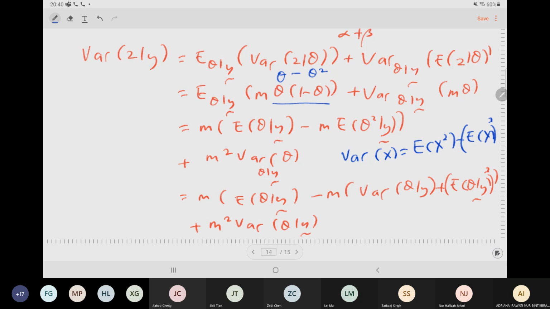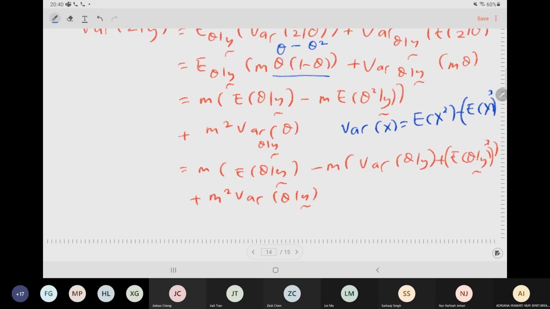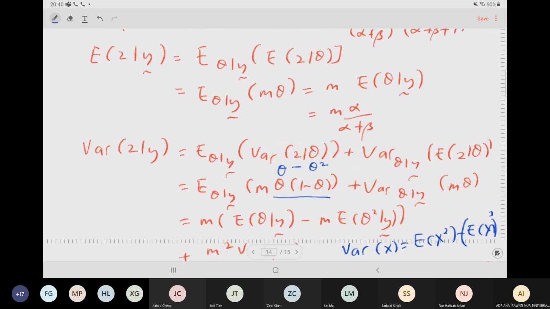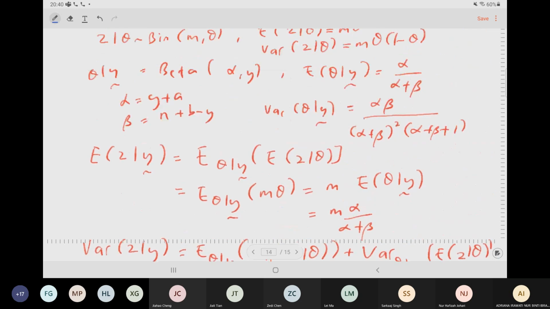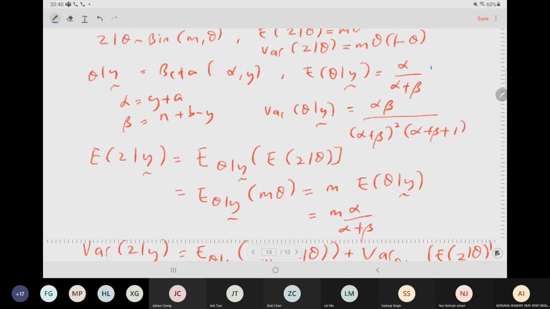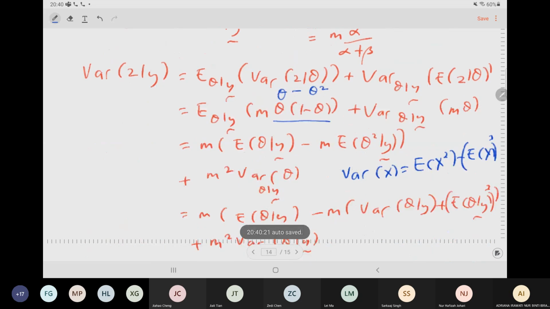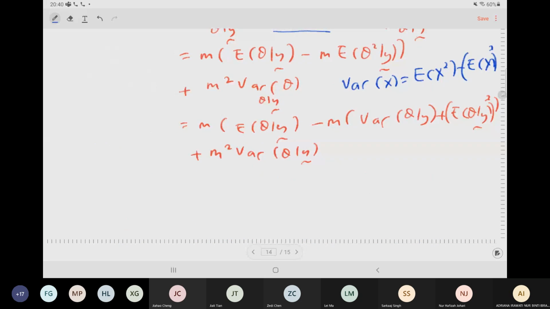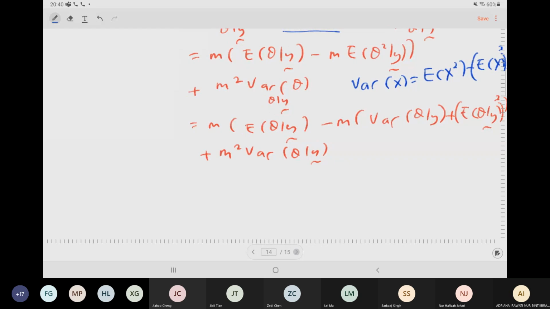Okay, and after this, you can put in the values from here, which are the posterior mean of theta and the posterior variance. You can put them inside this equation and get the answer. It's a bit too long for me to write, so you can do that and then simplify at the end.